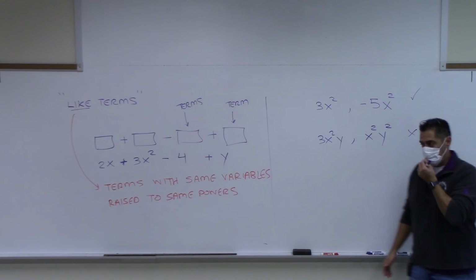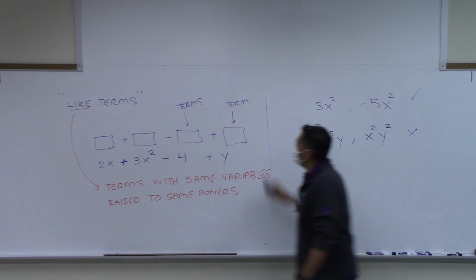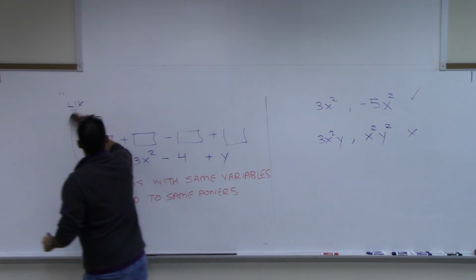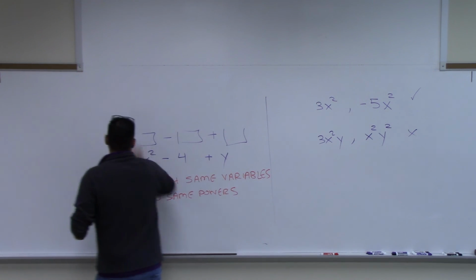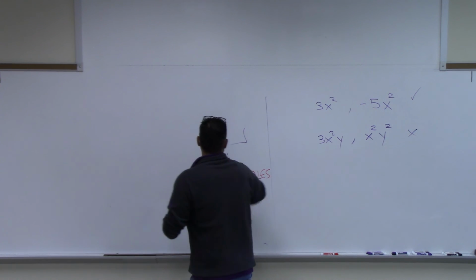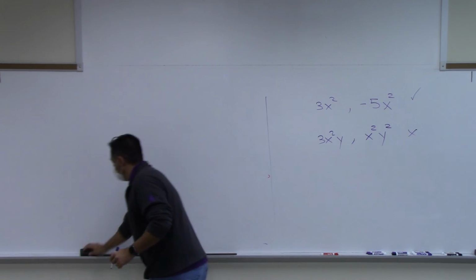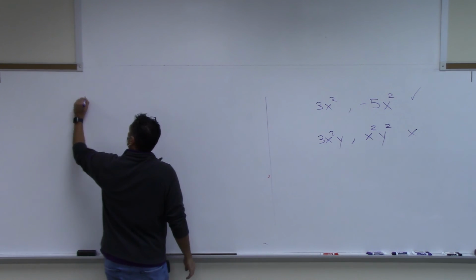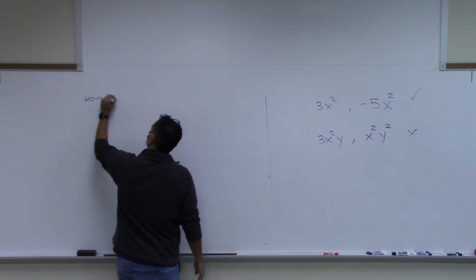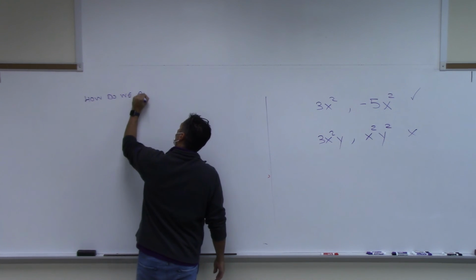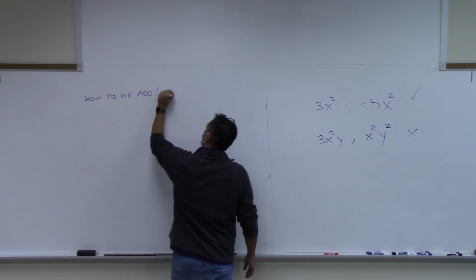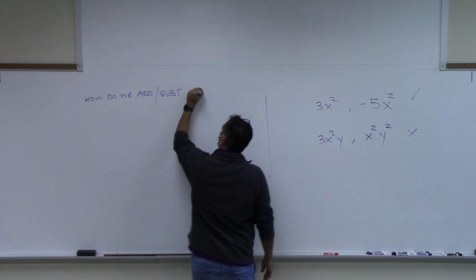Okay, so when it comes to terms that are like terms, how do we add and subtract them? How do we add and subtract like terms? If you were going to try and explain that to like an 8-year-old, right? How do we add or subtract like terms?